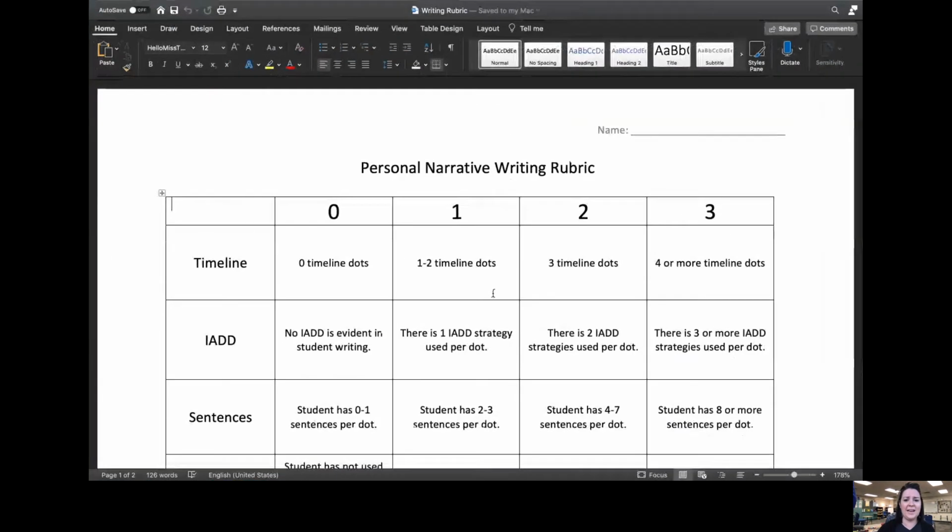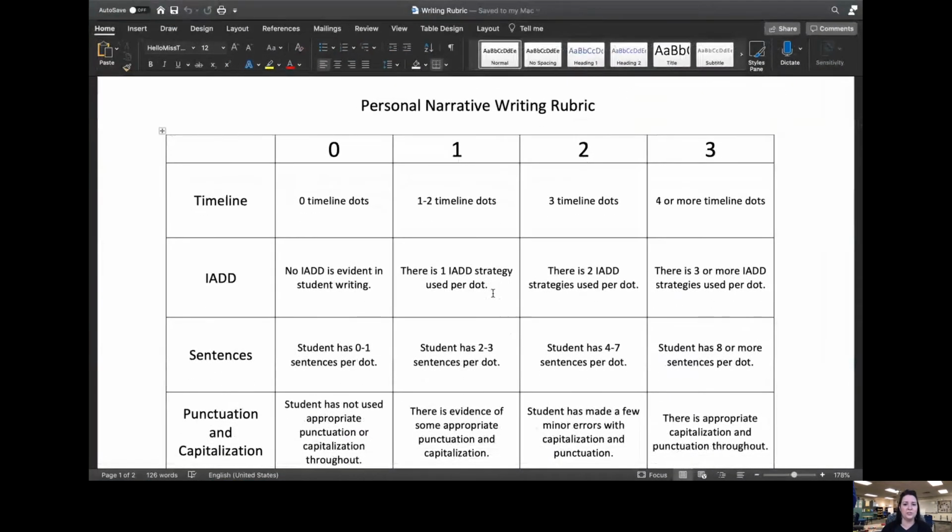In your workspace today, in the yellow part, I'm going to include this personal narrative writing rubric because again, this is your last day to finish up your draft. You have tomorrow, you have Wednesday, so you can finish up things then if you don't get them done today. But this just gives you an idea. So we want to be over here in the 3. From our timeline, remember we generated using timelines, you want to have 4 or more timeline dots. You want to have I add. There are 3 or more I add strategies used per dot.